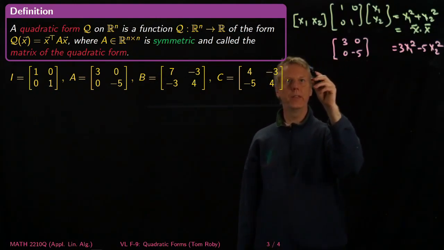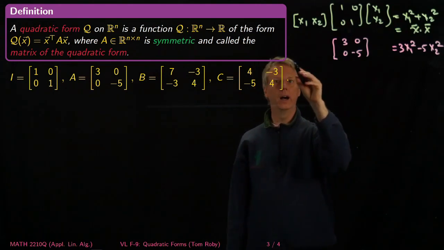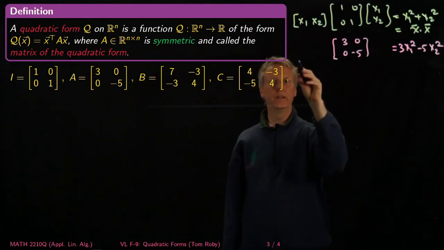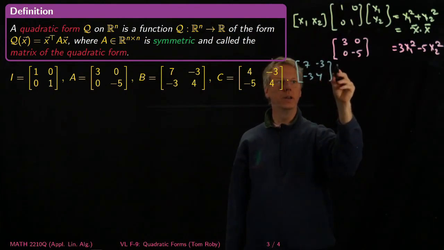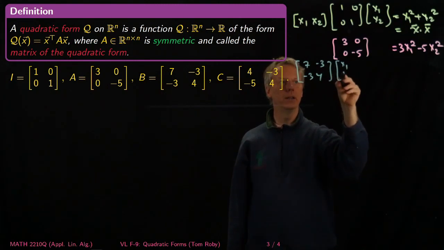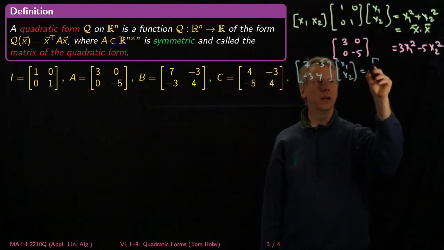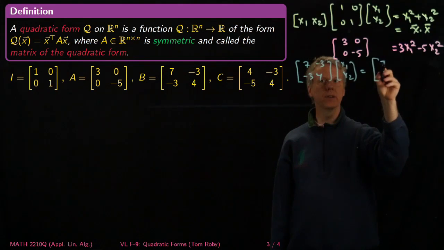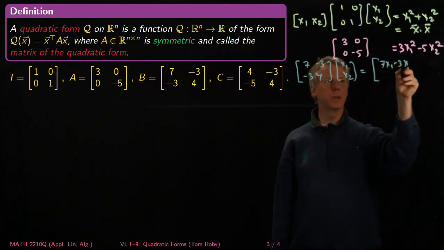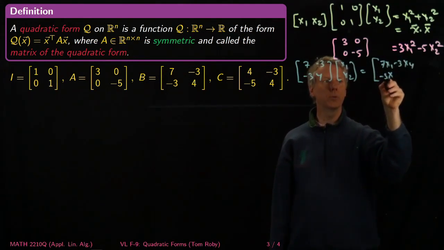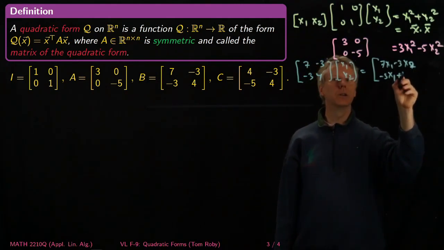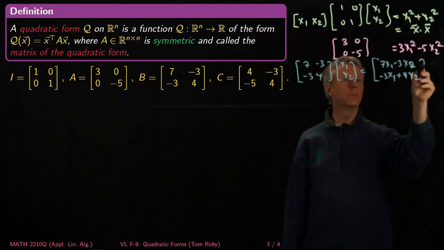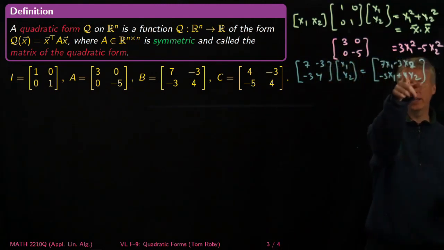So if I take the matrix 7, minus 3, minus 3, 4, and I multiply that by x1, x2, then I just get the vector 7 x1 minus 3 x2 on top, and minus 3 x1 plus 4 x2 below. All right, so I get something in terms of x1 and x2.